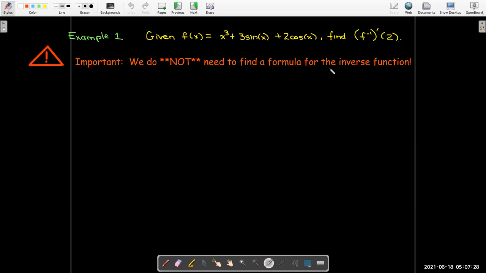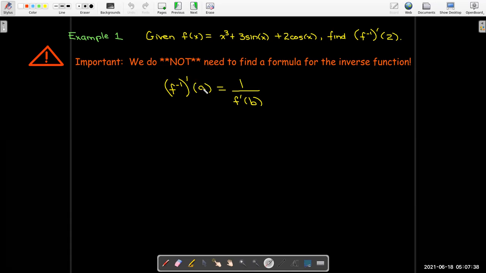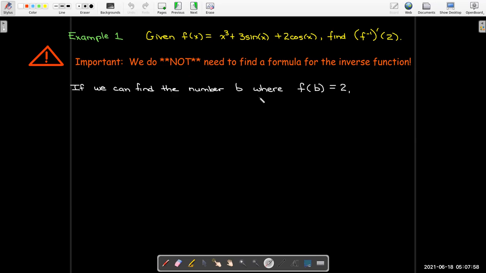We don't need the formula for that because we have this formula that says that the derivative of f inverse when the input is a is the reciprocal of the derivative of f when the input is b. And remember that in this case, f of b equals a. So what would I need? I need to find this value b. If I can find the number b which gives me the output of 2. Remember, 2, which is an input to the inverse function, must be an output from the original function. So I'm looking for a number b where f of b equals 2, and then I can use my formula.